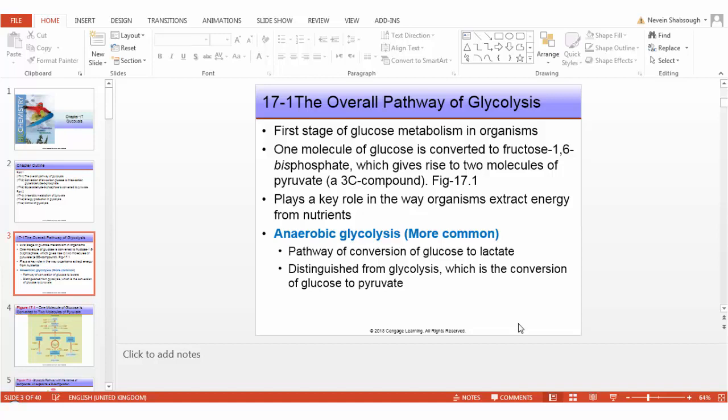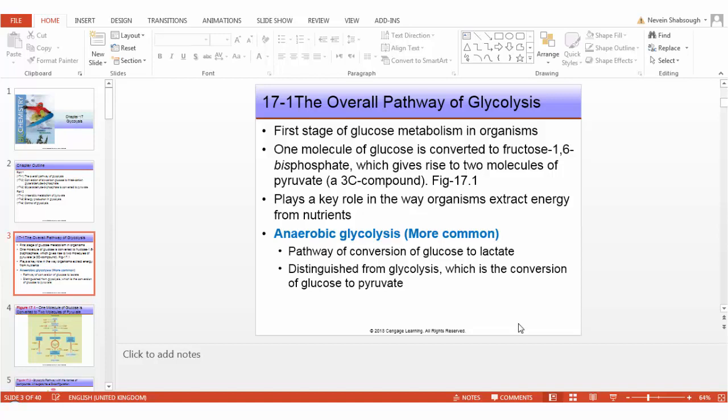Now, the glycolytic pathway, also known as the Embden-Meyerhof pathway, consists of 2 phases. Phase 1 is the energy requiring phase, where 2 molecules of ATP are consumed. And in the second phase, called the energy yielding phase, 4 molecules of ATP are produced, giving a net gain of 2 ATP molecules for each molecule of glucose that passes through glycolysis.